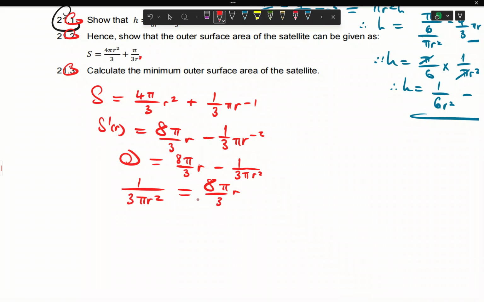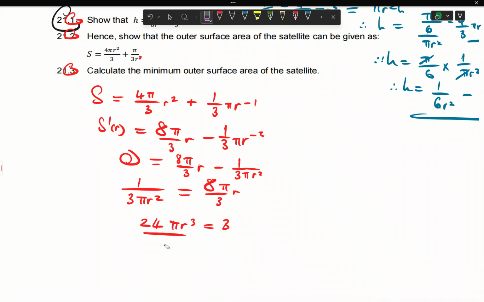So now we can do the cross multiplication. This time it is 8 times 3. So this will give you 24 into pi r cubed, which is equal to 3. So now this is 8 times 3. Yes, it is 24.